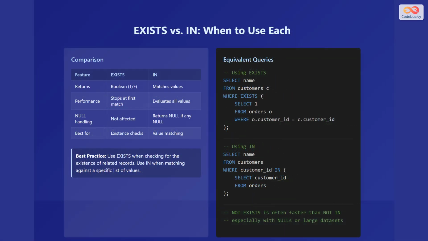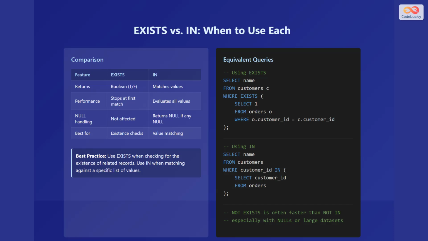Let's compare exists versus IN and decide when to use each. Exists returns Boolean values true or false. IN returns matching values. Exists stops at the first match, while IN evaluates all values. Exists is not affected by nulls, while IN returns null if there are any nulls in the subquery results. Exists is best for existence checks. IN is best for value matching. Best practice is to use exists when checking for the existence of related records, and to use IN when matching against a specific list of values.